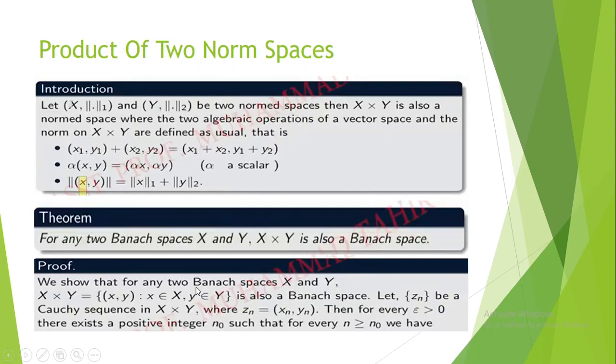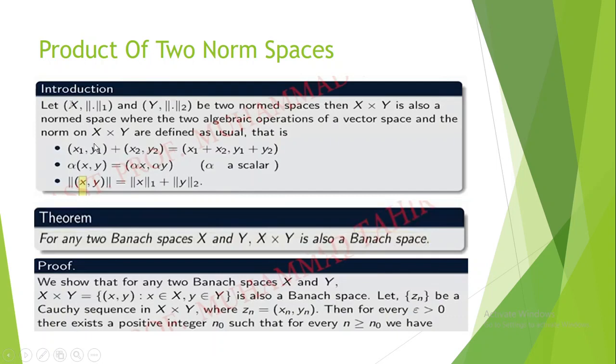Now we will define the product of two normed spaces. We have two normed spaces, one denoted by X and the other denoted by Y. Then the Cartesian product of these two normed spaces is also a normed space, where the two algebraic operations defined on these two normed spaces satisfy these two conditions as usual.